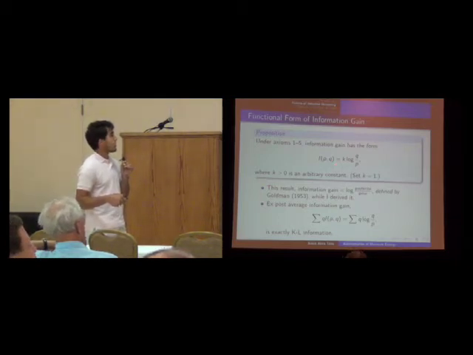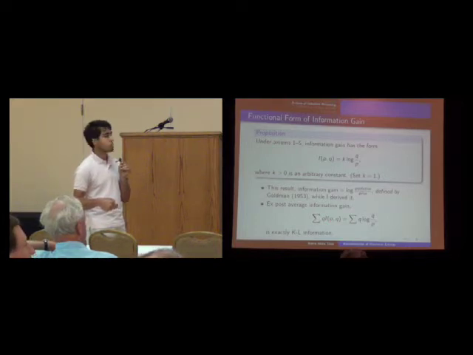Once we have the function of information gain, we can compute the expected average information gain by weighting with the posterior, and this is exactly the Kullback-Leibler information.